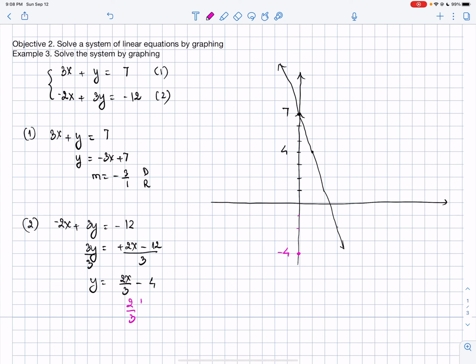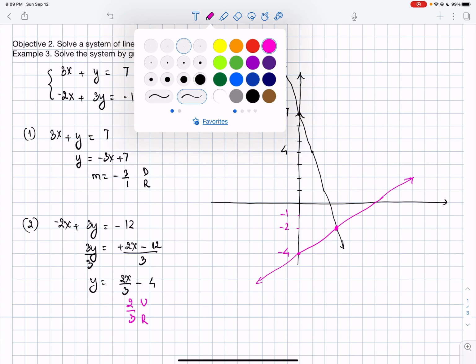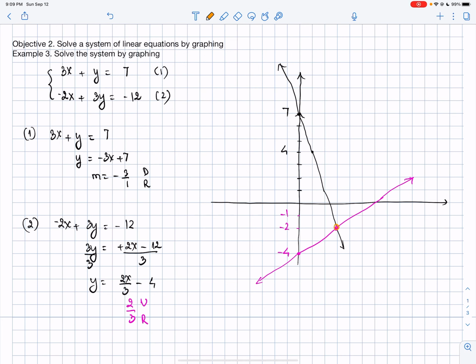So we have 2 up and 3 right. So we have 2 up, so we will hit negative 2. And then we turn right 3 steps. Okay, so what do we see is that we have this point in common. So we read this point, so that is 3 on the x and negative 2 on the y.